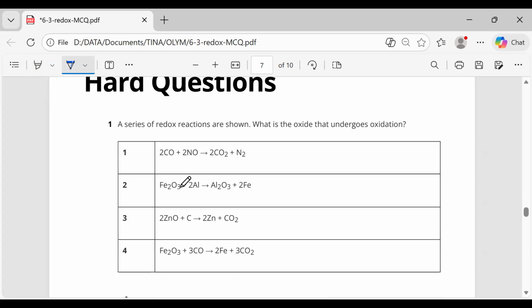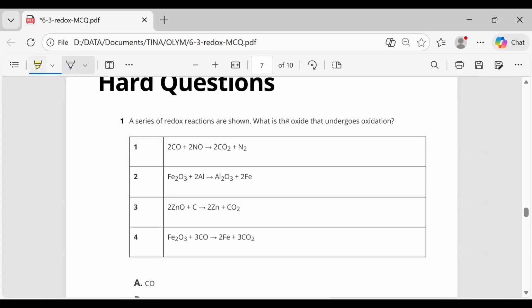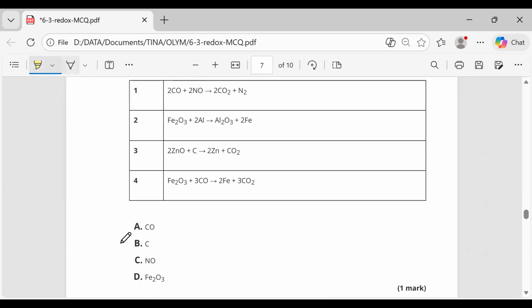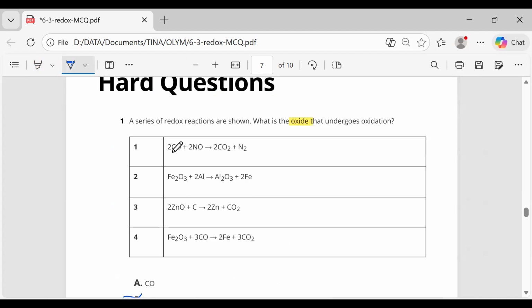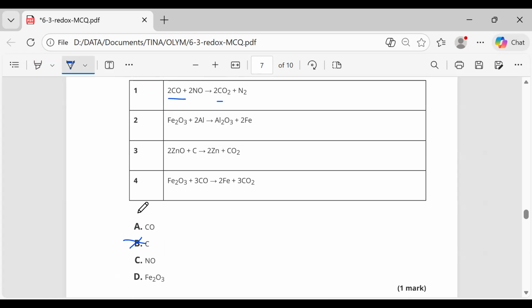Okay, a series of redox reactions are shown. Highlight this word: oxide. Why can't it be C? C is not an oxide. So the answer must be A, C, or D. So it's oxidation: CO becomes CO2. The answer is A.